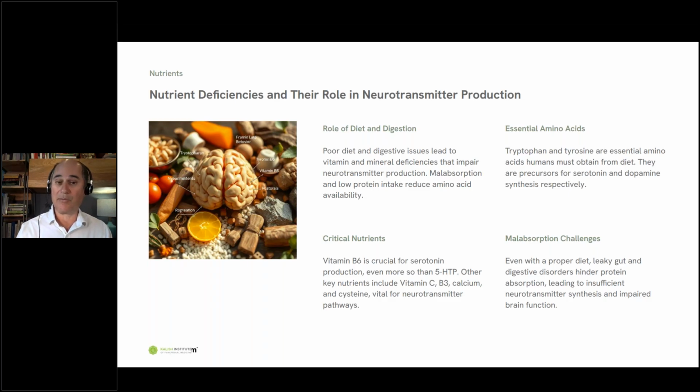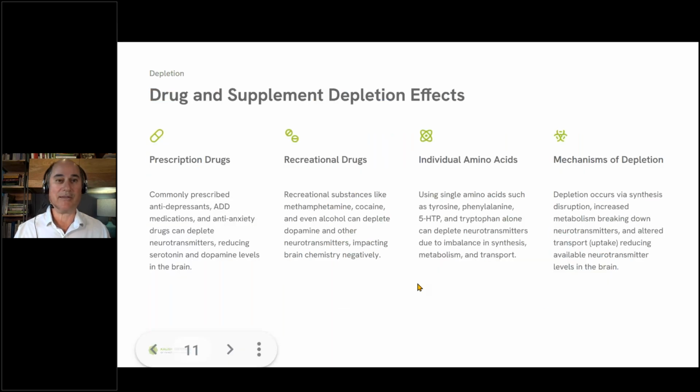And then we add to that base program the specific amino acids that show up based on the lab work. Now, tryptophan and tyrosine are the two biggies, tryptophan being the precursor to serotonin, tyrosine being the precursor to dopamine, epinephrine, and norepinephrine. And we want to make sure that we get those dialed in.